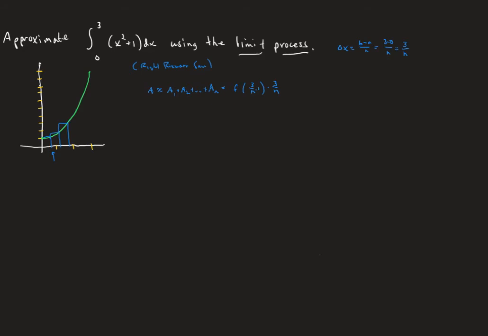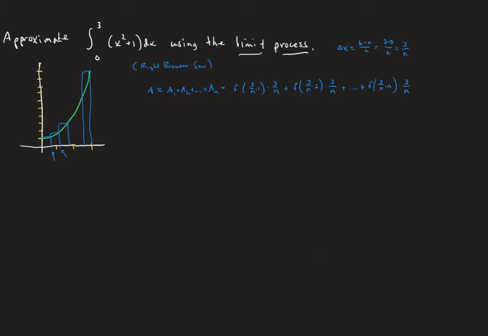And the width is 3 over n. Plus, our second rectangle is going to be f of, and now we're going 2 delta x's to the right and plugging that into our function. That gives us our height, and then we multiply by the base, which is our delta x, 3 over n. We're going to continue this. Since we're doing right Riemann sums, we're going all the way out to the very right side, the n there. So that's going to be f of 3 over n times n, which is essentially f of 3. And our rectangle width is 3 over n.